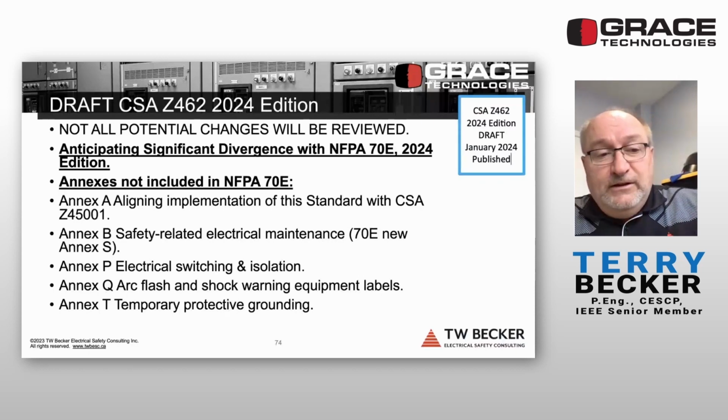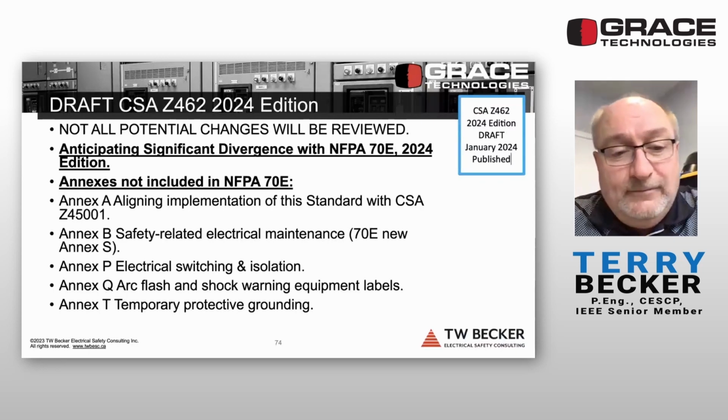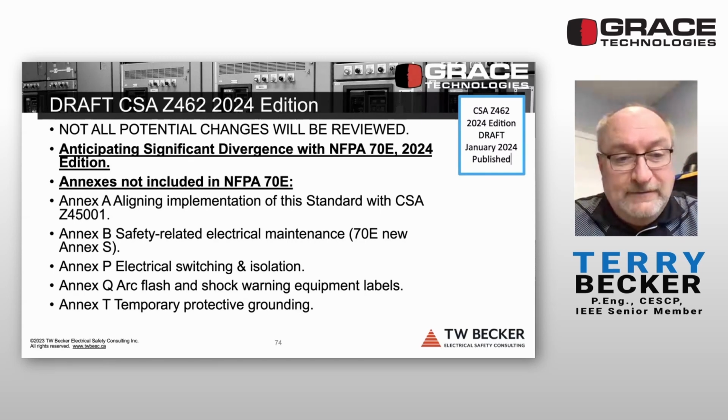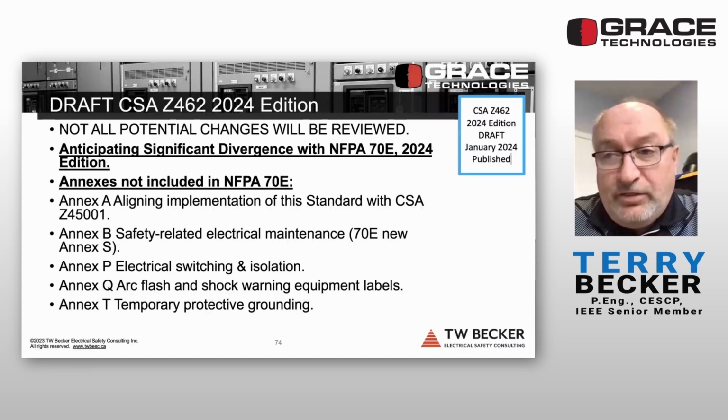In Z462, some updates to our annexes, minor updates. Again, the biggest changes, I think, are, well, these are annexes not included in 70E, sorry. So these are annexes that you might want to look at in Z462 that just didn't get accepted into 70E. So we've got electrical switching isolation. We've got a detailed annex on temporary protective grounding, right? We've got a detailed annex on arc flash and shock warning equipment labels that I authored probably 5 editions ago in an attempt to get compliant arc flash and shock labels installed, which is still a huge problem in industry globally, in my opinion, right?